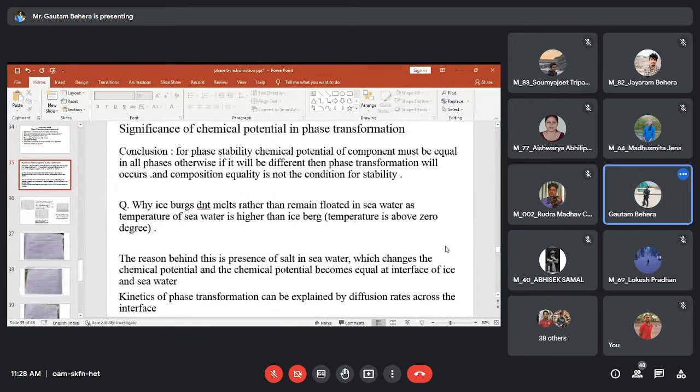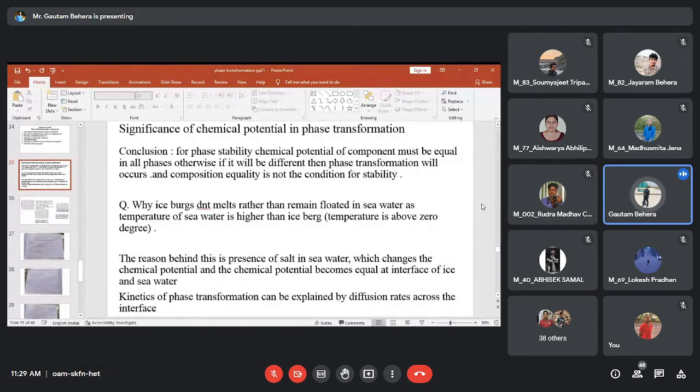But if composition will be equal, it doesn't mean it is showing the stability condition, right? Suppose A is present in alpha, A is present in beta, right? And the composition of A is the same, the composition of B is the same. It doesn't mean that it is the condition of stability. The condition of stability is given only by the chemical potential. So chemical potential equality will give you the stability condition, not the composition equality. Okay. I think you people have understood up to this.